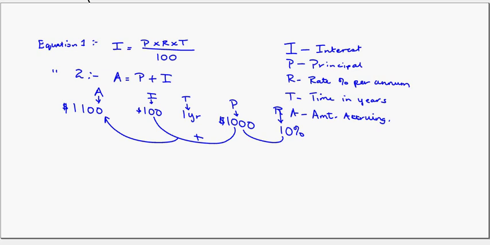So now, let's see something that's a little more involved. Write down this example. It says, Mr. Lord borrowed $10,000 from a bank at 8% per annum for 3 years.